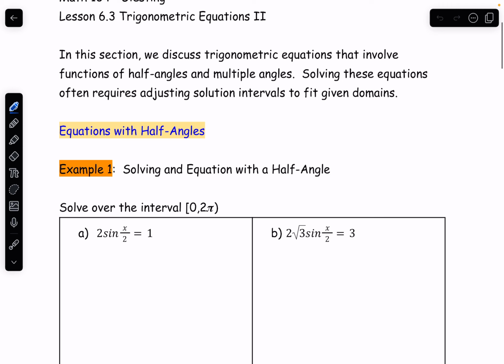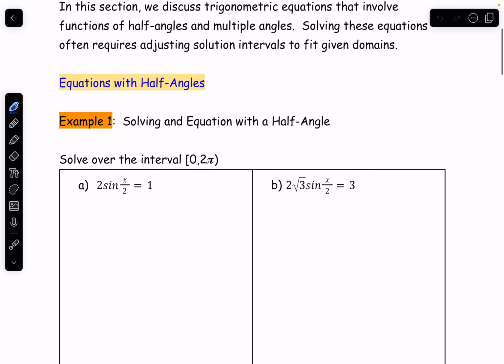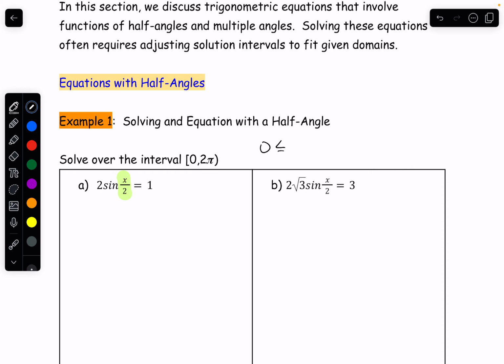So let's start with equations that involve half angles. We'd like to solve the equation over the interval from 0 to 2 pi. And notice that we're solving it for not x, but for a half angle x over 2, which means we're going to have to adjust our interval. Very simply, we're talking about the interval from 0 to 2 pi, which means if we divide everything by 2, our interval for x over 2 is going to involve everything from 0, including 0, to pi.